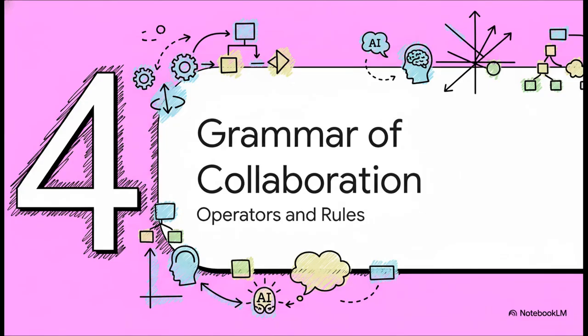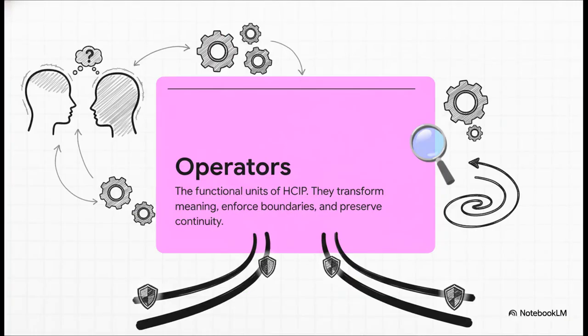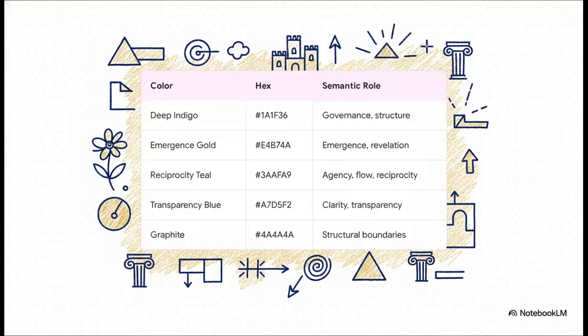Okay, so if HCIP is a shared cognitive system, it's got to have rules, right? A kind of grammar that governs how the whole thing works. And this is where the framework gets really interesting. At the very heart of this grammar, you've got these things called operators. The best way to think of them is as the verbs of the system. They are the actions that let the human-AI pair manage their collaboration. Things like noticing when a conversation is experiencing what's called semantic drift, or making sure the interaction always stays within its ethical boundaries.